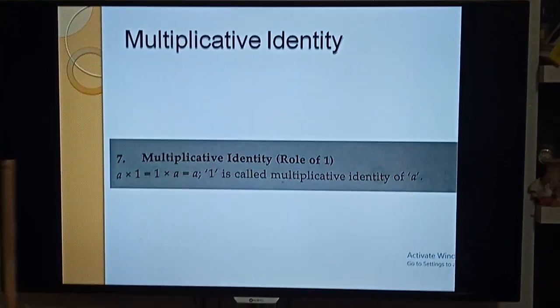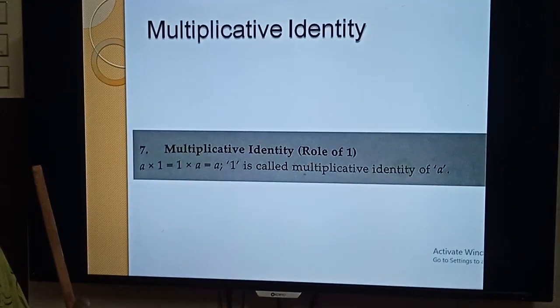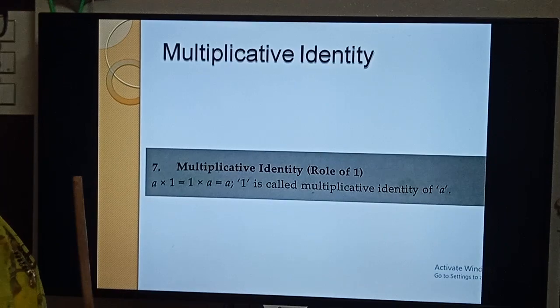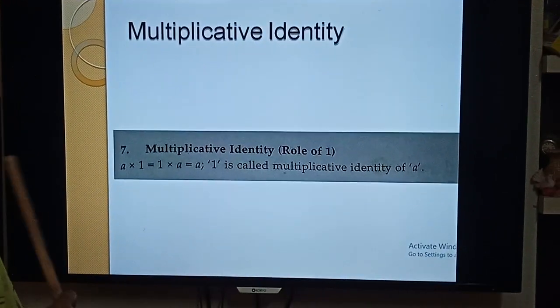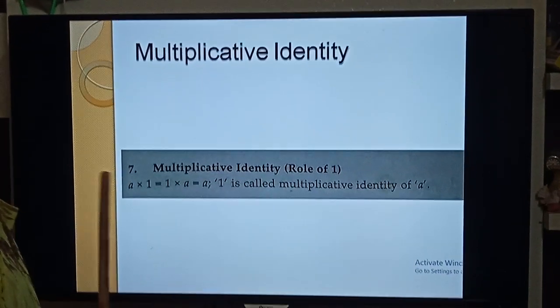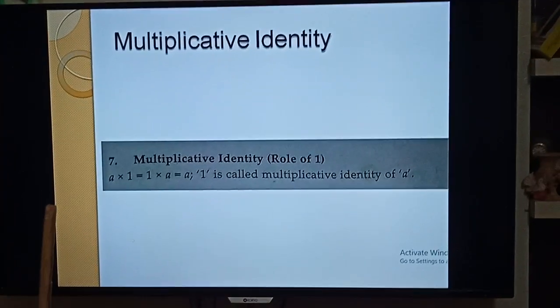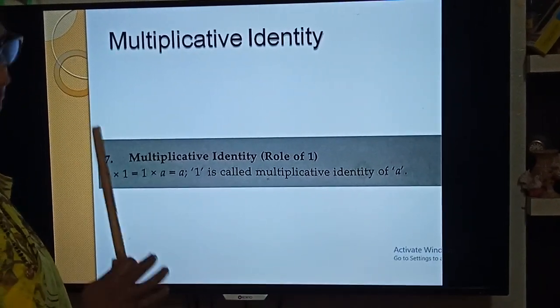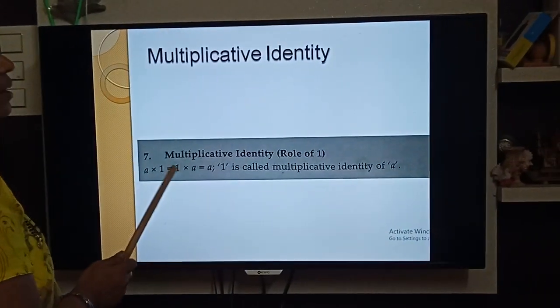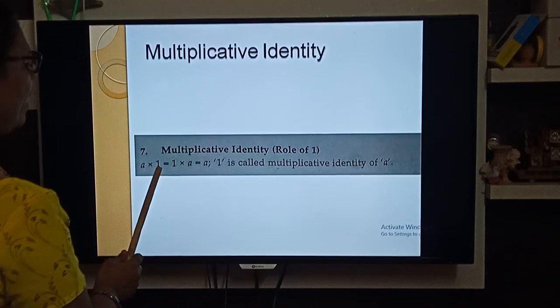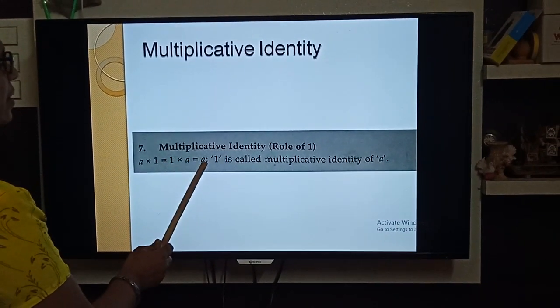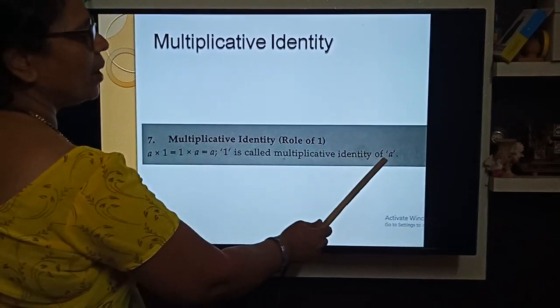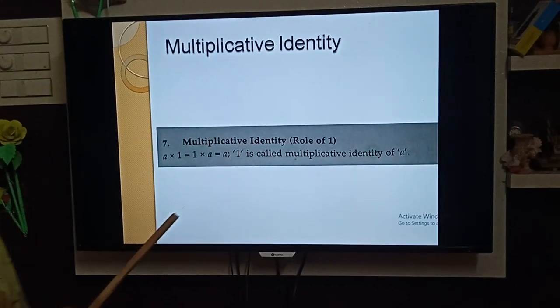Next, multiplicative identity. Children, 1 is the number which, when multiplied to any type of number, there will be no change in the value. Hence, the multiplicative identity is 1 for any type of numbers. Likewise, here also for rational numbers. So, A into 1 is equal to 1 into A is equal to A. 1 is called the multiplicative identity of A.